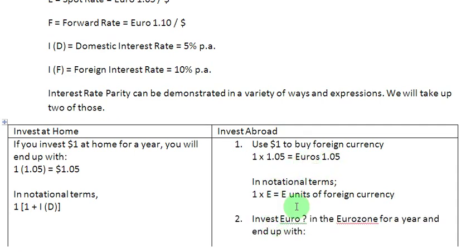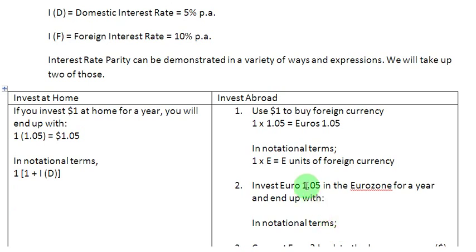Now what you are going to do with this 1.05 euros that you have, let me, in place of this question mark, write 1.05. Naturally, you are going to invest this 1.05 euros into the Eurozone for a year, and therefore at the end of 1 year you are going to end up with an amount which is going to be greater than 1.05, because since your 1.05 euros is invested in the Eurozone at the euro interest rate, you are going to have a higher amount than 1.05 euros.